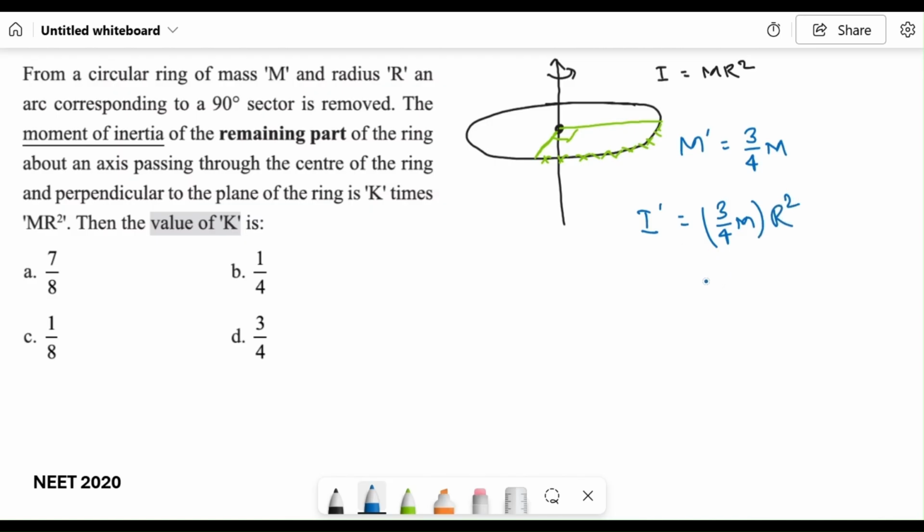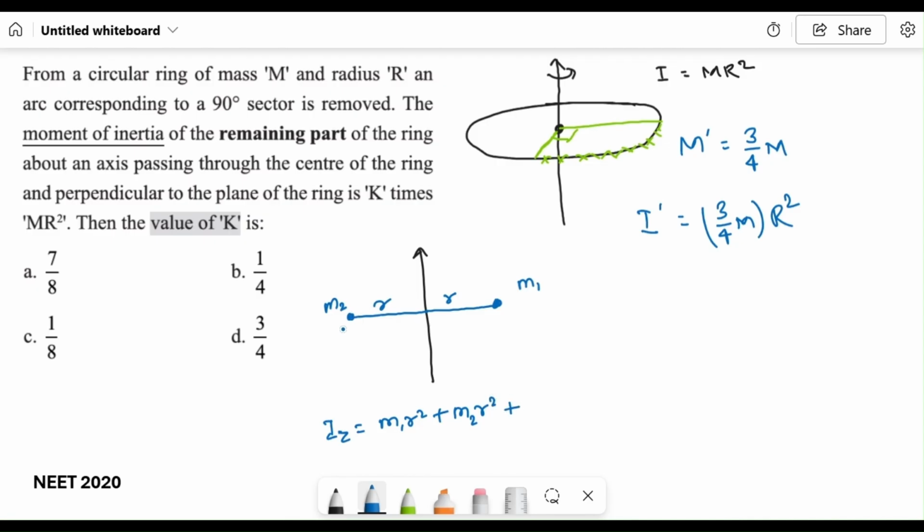Now, why am I saying that this is 3 by 4 m r square? Because look here, let's say we have to obtain the moment of inertia of a particle of mass m1 which is at a distance of r. Then the moment of inertia will be m1 r square. Let's say we have another particle, also at a distance of r, and its mass is m2. So it will be m2 r square.